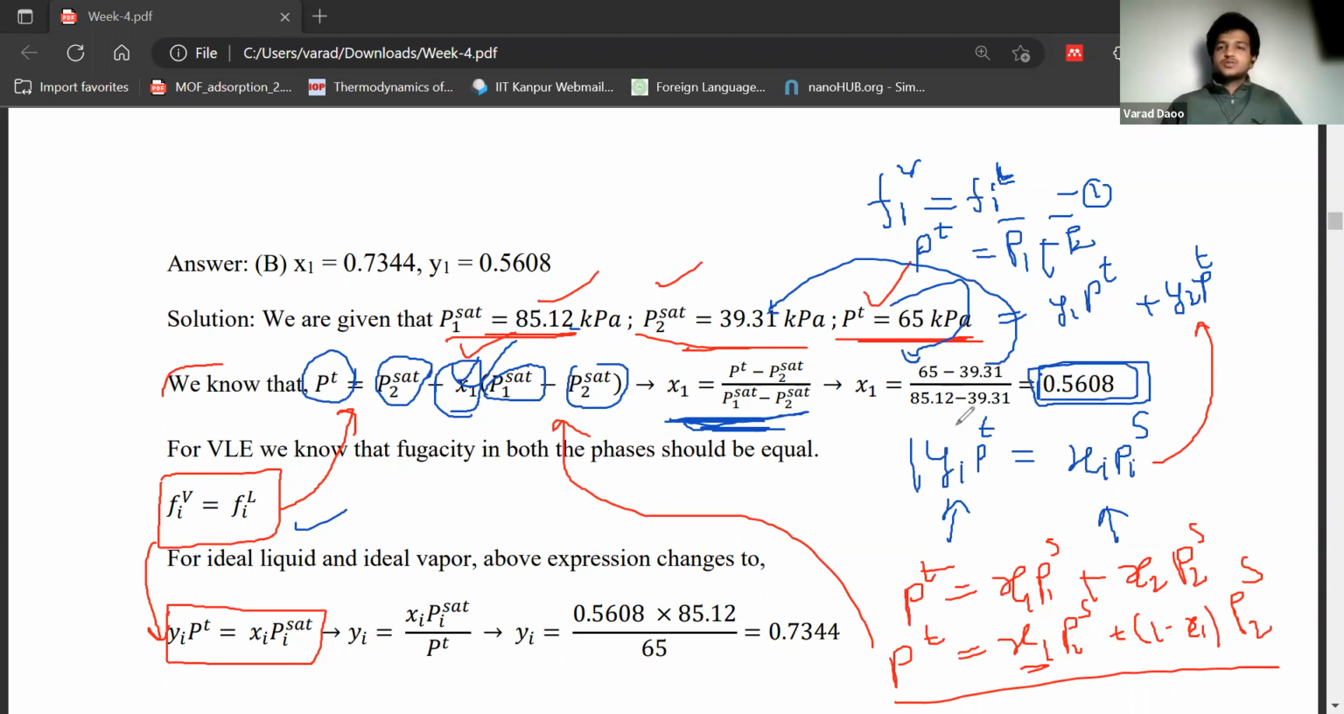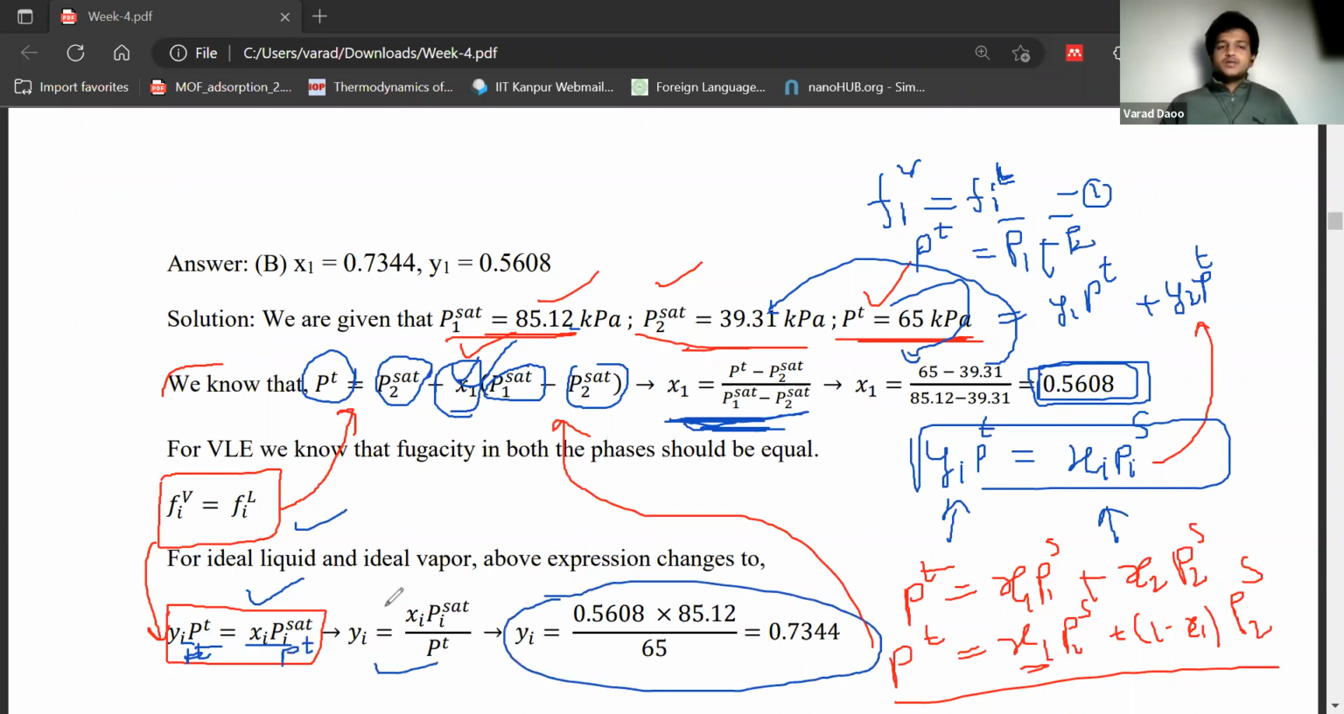Similarly, then you use this expression and rearrange it to calculate yi. Or you can just divide both sides by Pt. You end up with this expression, and just now we calculated x1, right? Pis is already known to us, so is Pt. You just put in the known values and you'll be able to get the final answer.